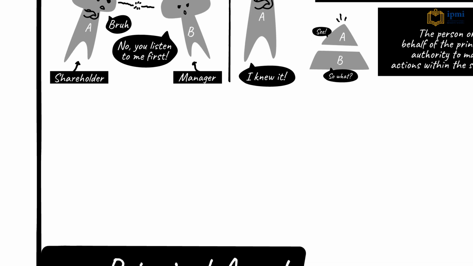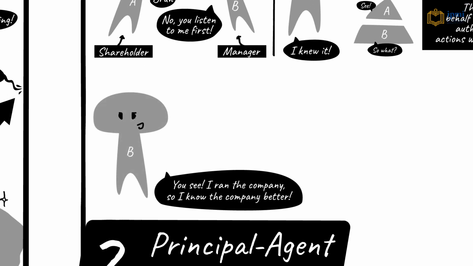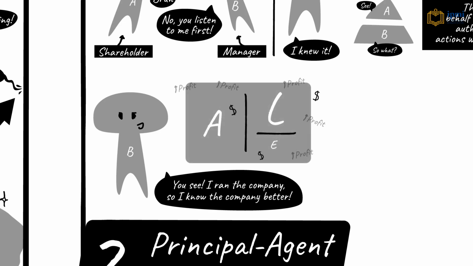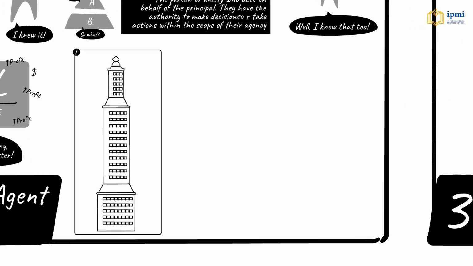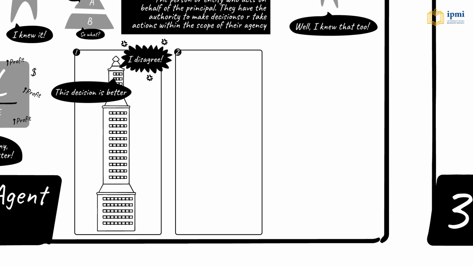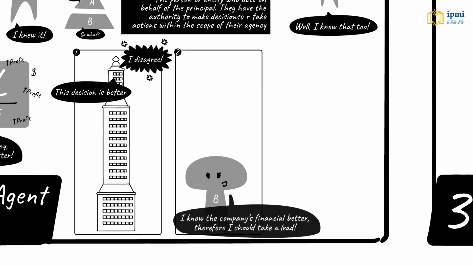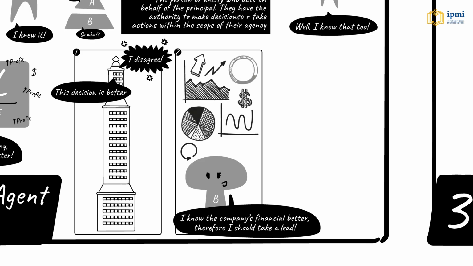Here is an example of the issue. The agent might not always prioritize the principal's interest and instead act in their own best interest. This can happen for a couple of reasons. Conflict of interest: the principal and the agent have different goals. The principal wants the agent to act in a specific way, while the agent has their own motivations. Information asymmetry: often, the agent has more information about the situation than the principal. This can make it difficult for the principal to monitor the agent's behavior and ensure they are acting as instructed.